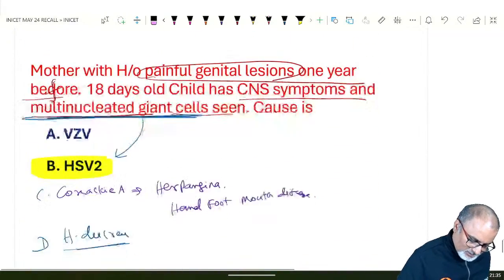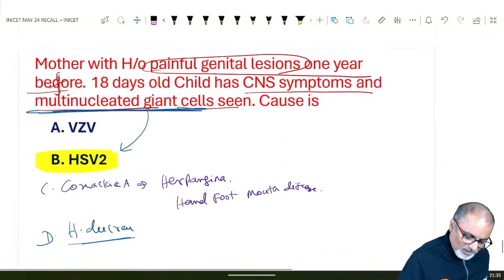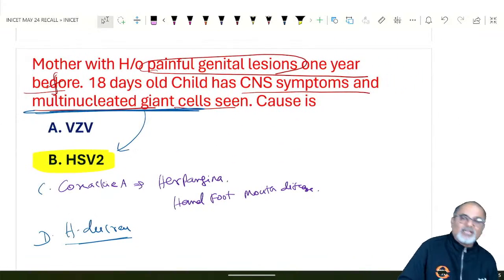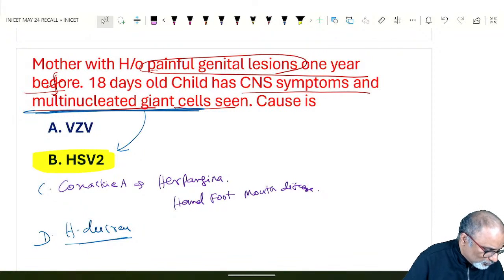Next is mother with painful genital lesions. It's herpes simplex virus 2. That's all.